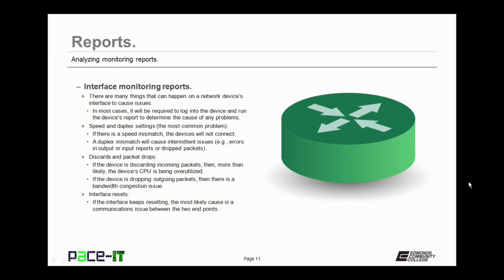One of the main culprits for creating an issue on an interface are speed and duplex settings. If there is a speed mismatch, the devices will not connect, and it's highly likely that your status will be in an up, line protocol down state. If a duplex mismatch has occurred, this will cause intermittent issues.